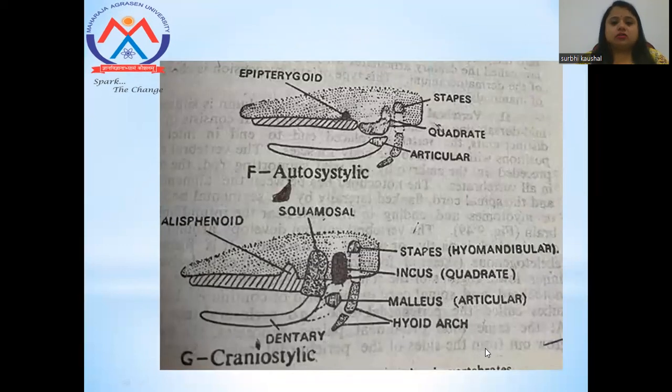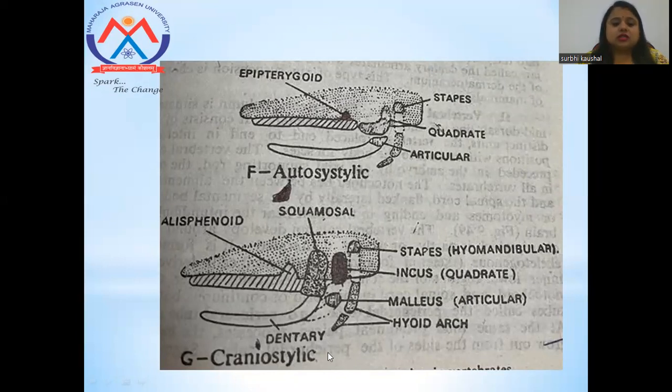Next is the autostylic. Here, the upper jaw is fused with the cranium, and there is a formation of a new bone, that is the epipterygoid. And the hyoid arch is going to be converted into stapes, that is also an ear bone. There is formation of quadrate as well as the articular bone. And this type of jaw suspension is known as autostylic type.